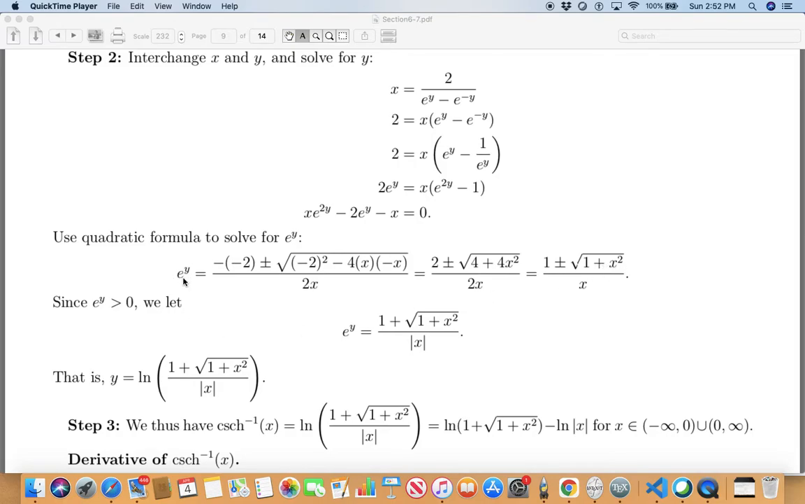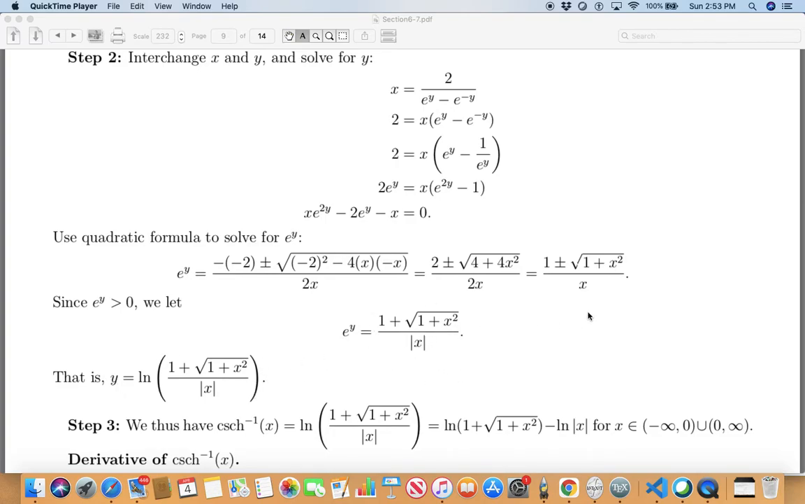Now notice, we want e raised to y, so we want this to be positive. Therefore, I need this denominator to be positive. There is a little bit of care to be taken, but overall, I will say, take the positive option and divide by absolute value x. That ensures e raised to y is positive. Once you have that, y is the natural log of all this.